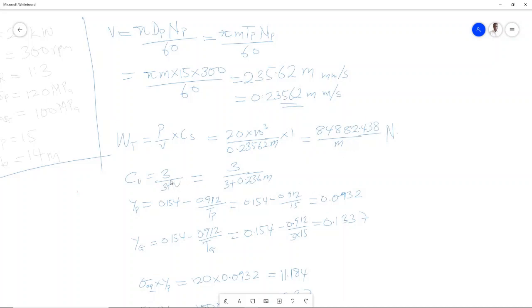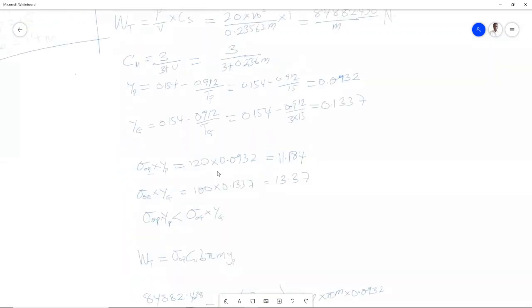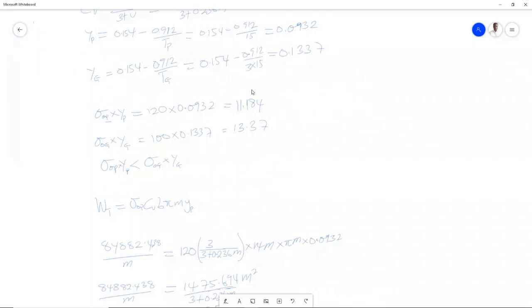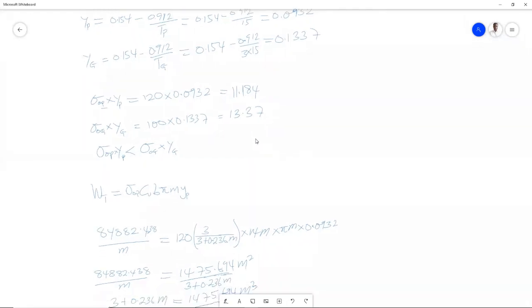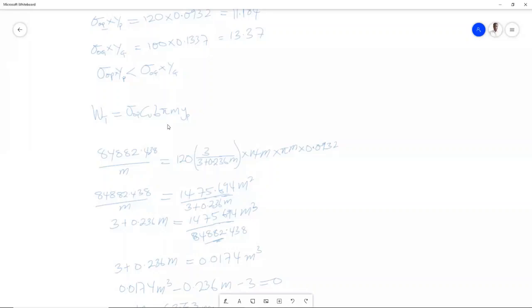For the velocity factor, we're given that you should take the formula 3 divided by 3 plus V, which is equal to 3 divided by 3 plus the V, which is this value here in terms of m. Then we determine the Yp, which is the tooth form factor for the pinion, and then that of the gear. We use that to determine whether the gear or the pinion is stronger. From that, we know that the gear is stronger than the pinion. Because of that, the design should be based on the pinion, because the pinion is the weaker element. So we apply the Lewis equation to the pinion.